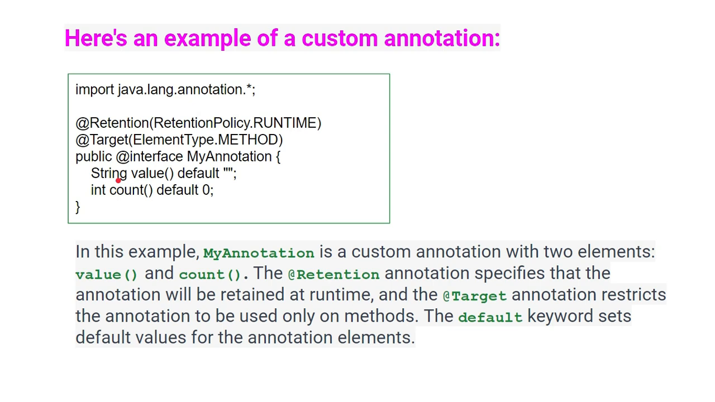That is also possible. In this example, MyAnnotation is a custom annotation with two elements, value and count. The Retention annotation specifies that the annotation will be retained at runtime, and the Target annotation restricts the annotation to be used only on methods. So you can use this annotation only on top of a method. You can't use this annotation on anything else like variables or classes. That is the thing we have to understand.